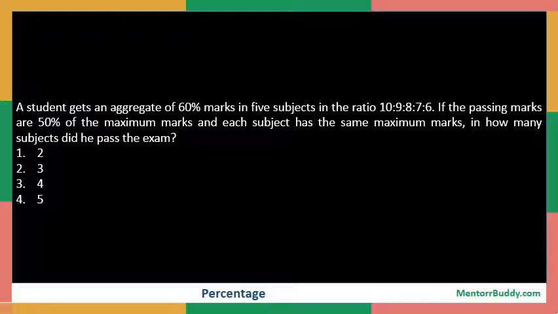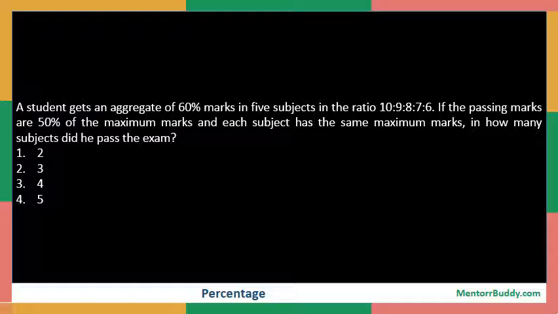We have a question based on percentages. The question is, a student gets an aggregate of 60% marks in 5 subjects in the ratio 10 is to 9 is to 8 is to 7 is to 6. If the passing marks are 50% of the maximum marks and each subject has the same maximum marks, in how many subjects did he pass the exam?